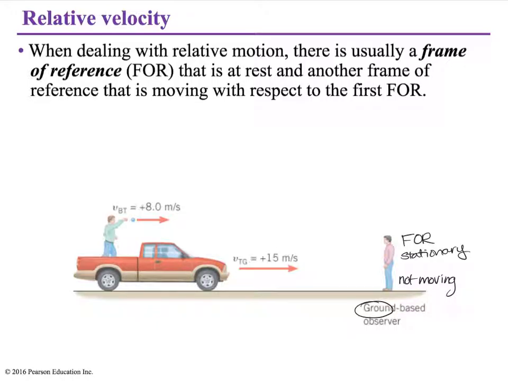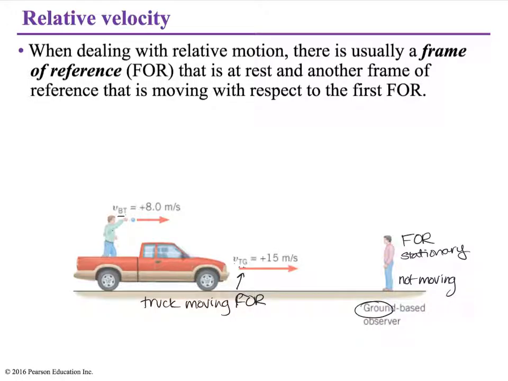Now the truck is moving, and this guy is standing in the truck. So the truck can be a moving frame of reference. In fact, the speed that the truck is moving with is 15 meters per second. These two letters here mean the velocity of the truck with respect to the ground. And then the guy that's in the truck is throwing a ball. Notice here, this means that we're measuring the velocity of the ball relative to the truck. So to this guy, the ball is only moving with 8 meters per second.